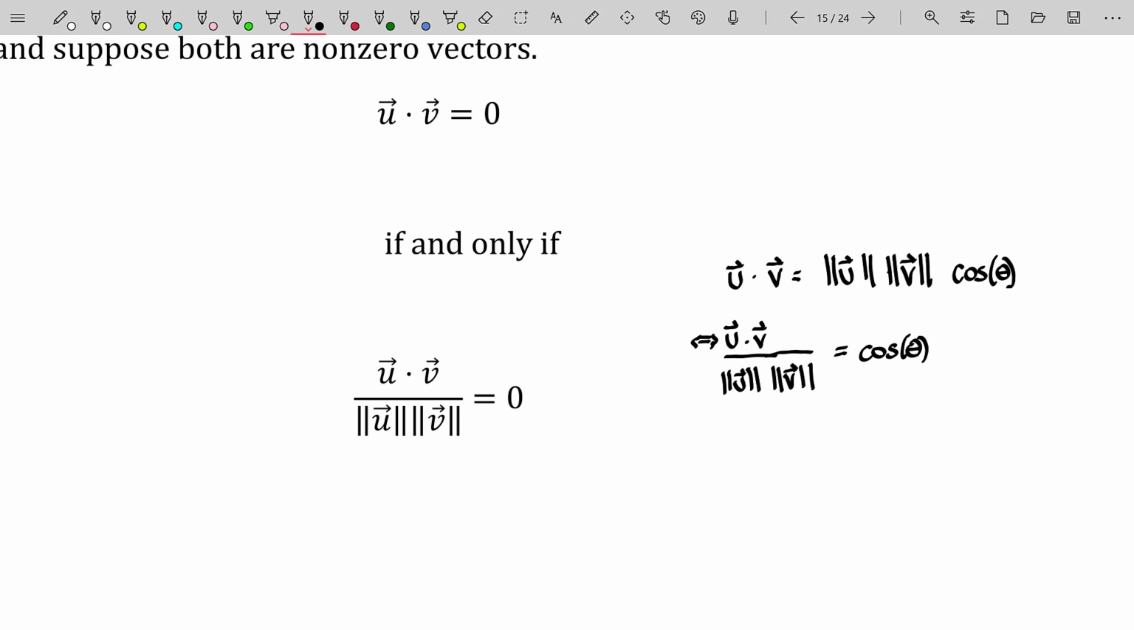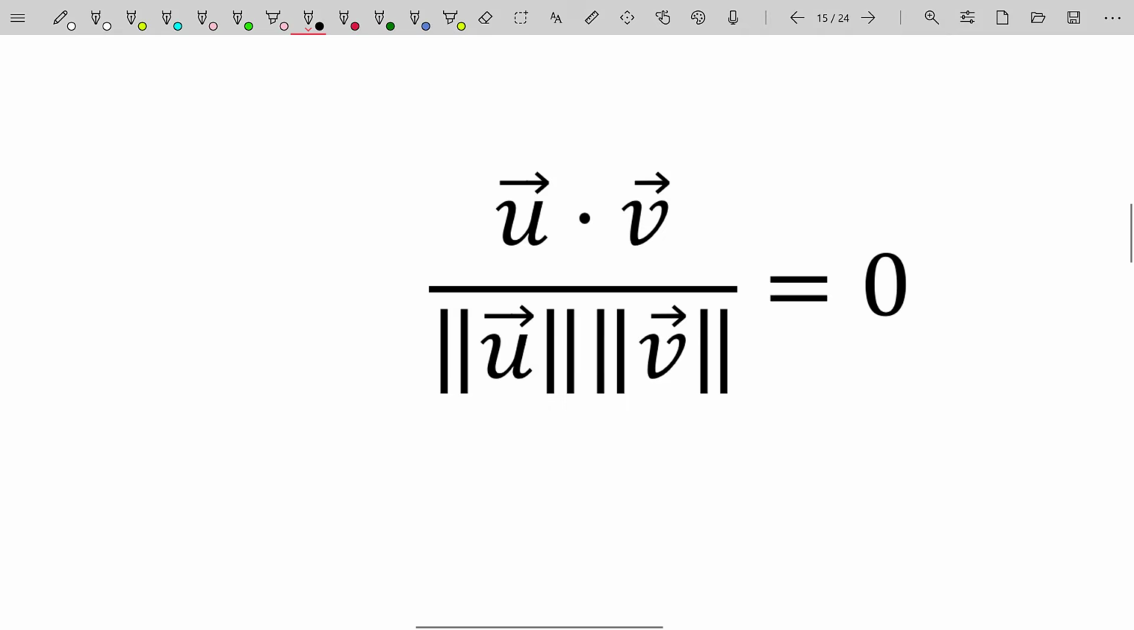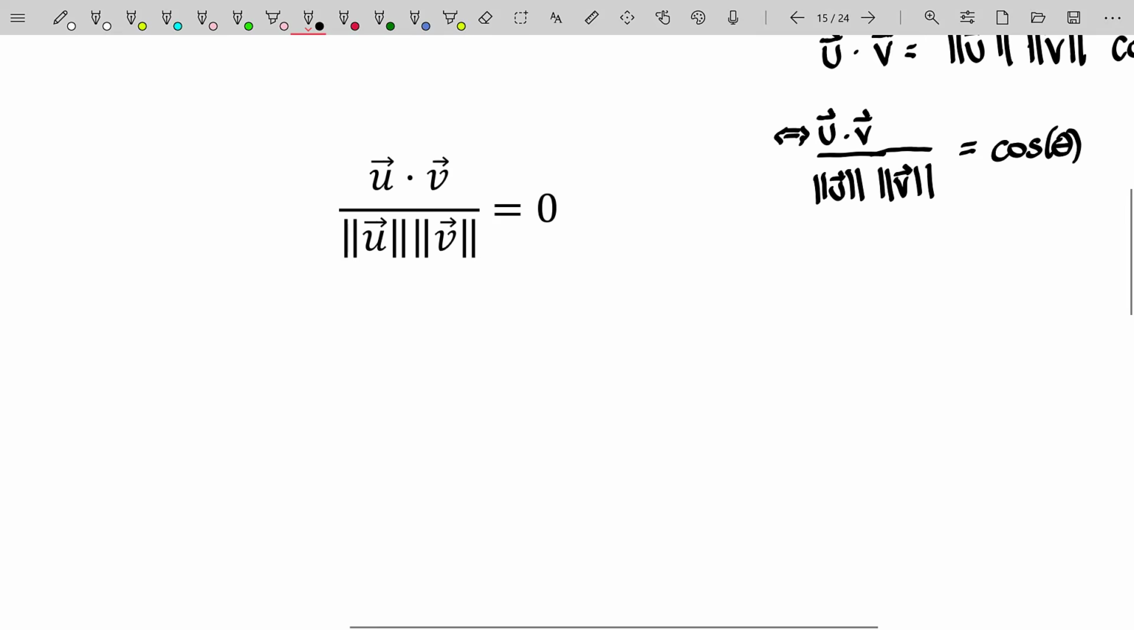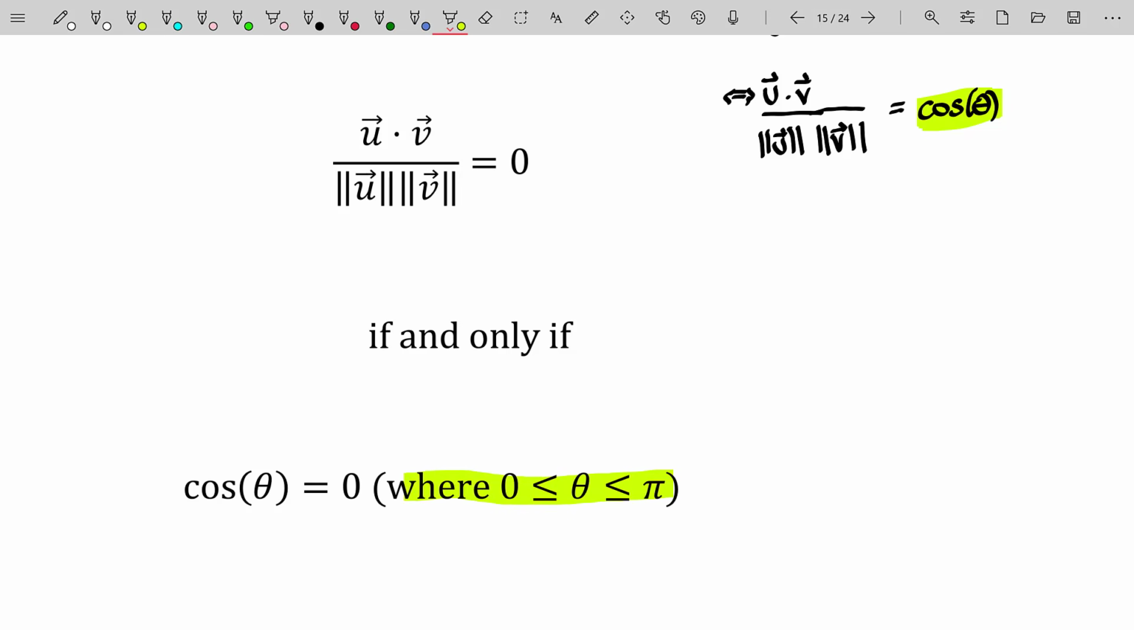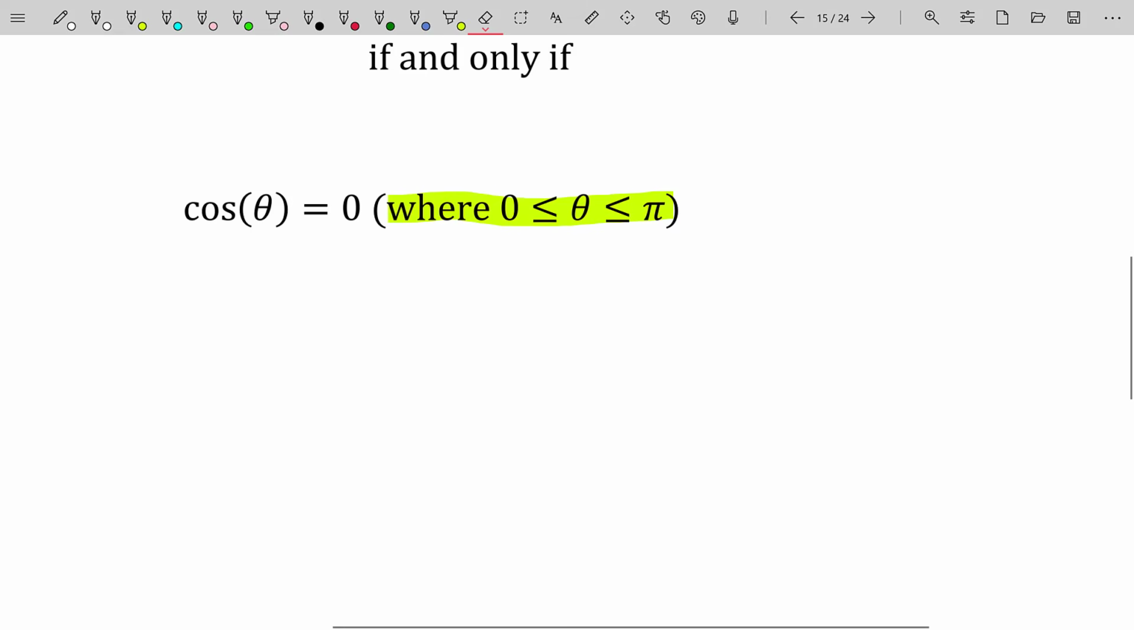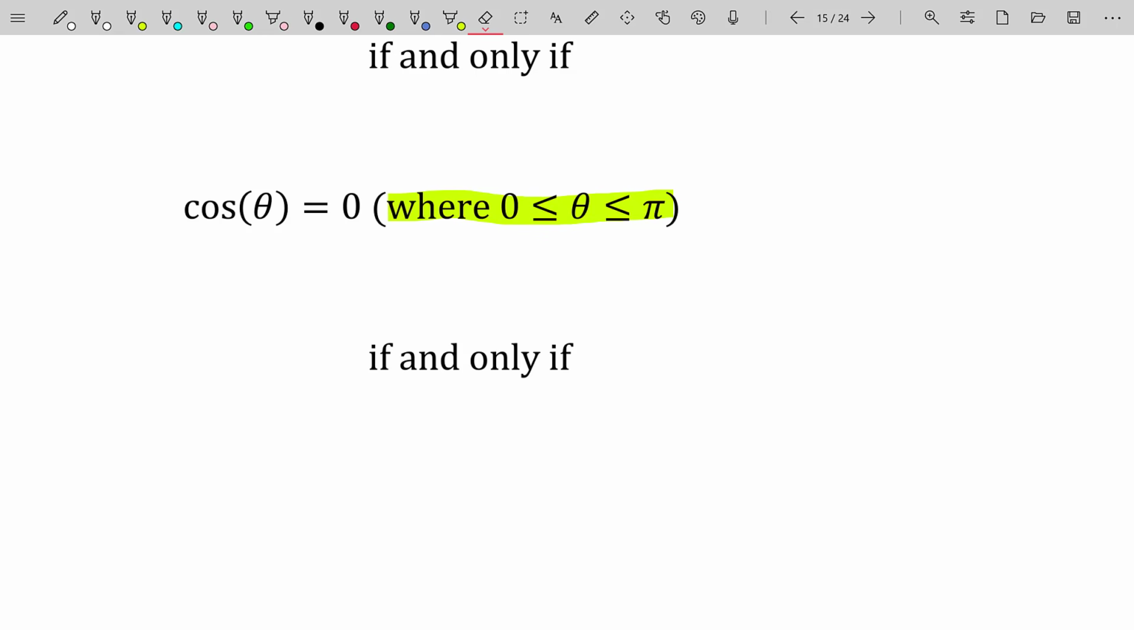But we happen to know something about the left-hand side of this equation. That is true if and only if the cosine of theta is equal to 0, again because of what we've written down here. And note, theta is between 0 and pi. However, that's true if and only if theta is pi over 2.